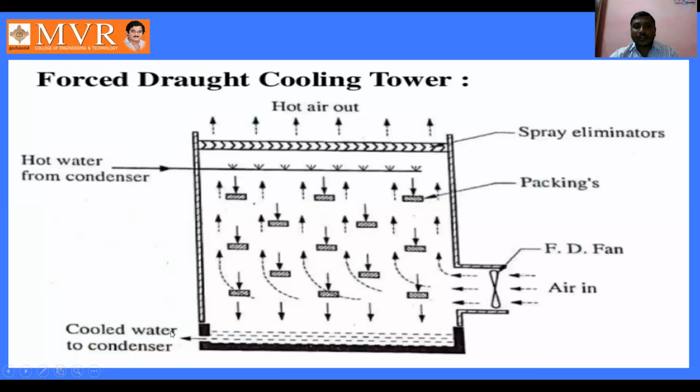Here we can observe in the diagram that when this fan is kept at the top position of the cooling tower, it is named an induced fan or induced draft cooling system. The procedure is the same for induced draft also, but for forced draft we keep the fan at the side of the cooling tower, whereas for the induced draft cooling tower, we keep it at the topmost position.